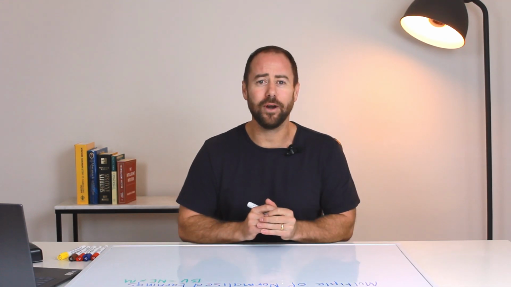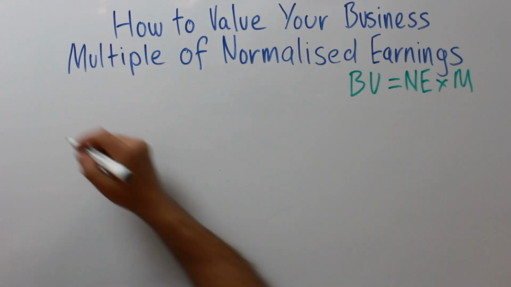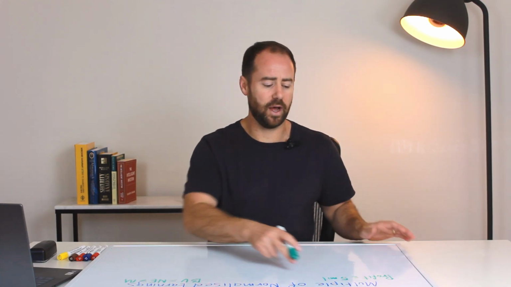Now to demonstrate, I'm going to run you through a quick example, and the first step is to normalize the earnings. And to do that, you start with profit. And in our example, we're going to start with a profit of $5 million. The next step is to normalize the earnings.